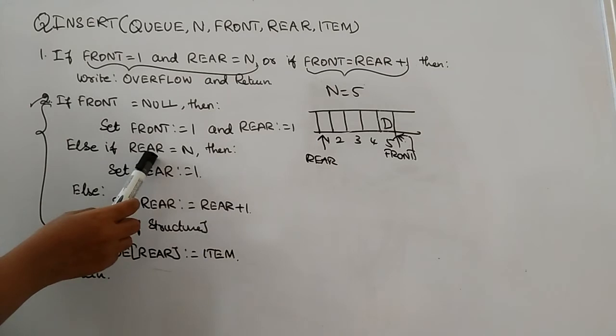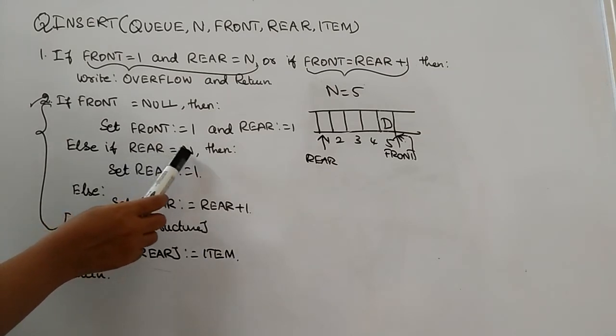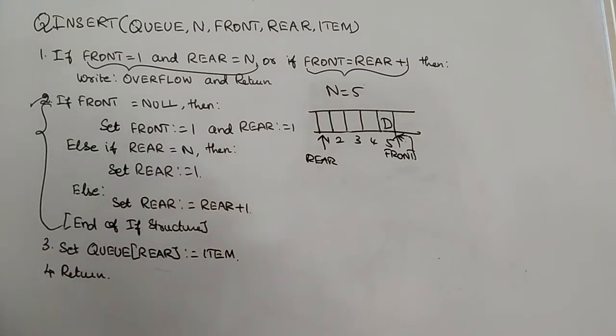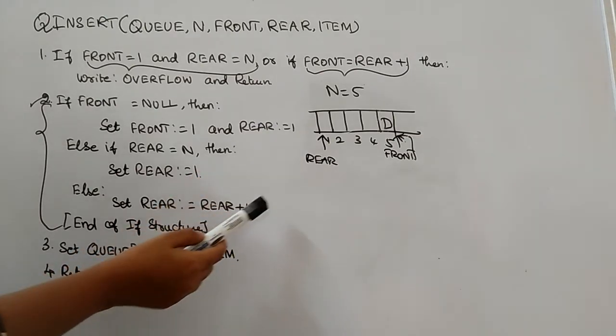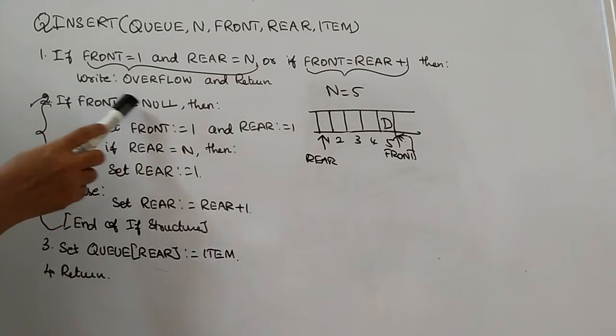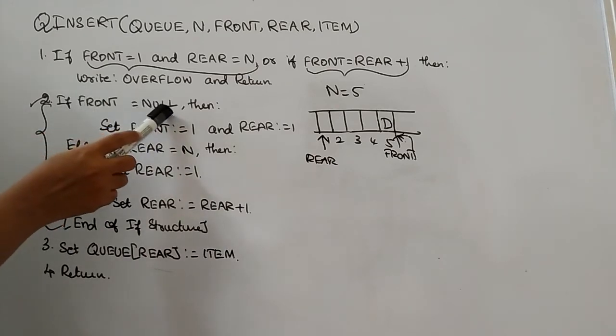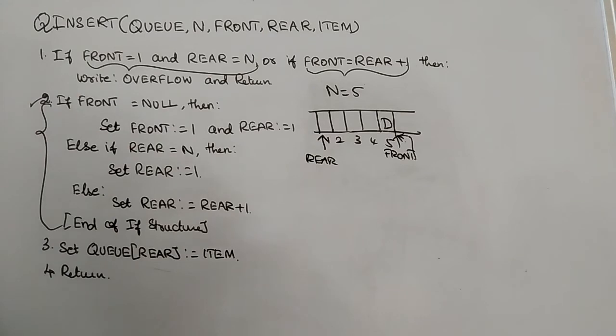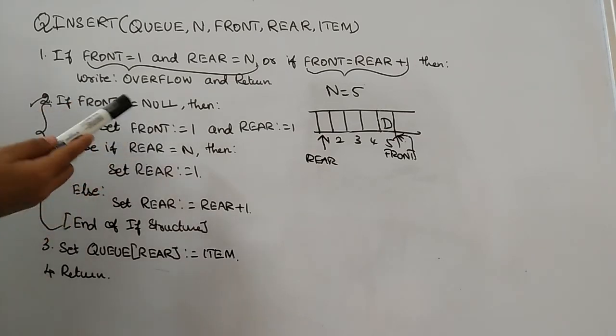You may ask me one doubt: we are just checking for the condition rear is equal to n, so why are we not checking the condition for front? The reason is that we have already checked whether the value of front is equal to null or not. Your program control will come to this place only when the front value is not equal to null.